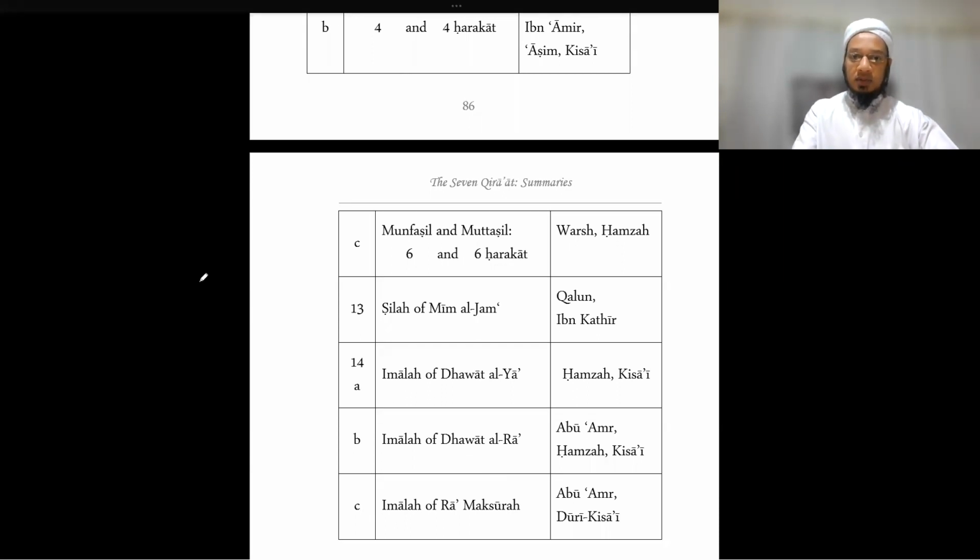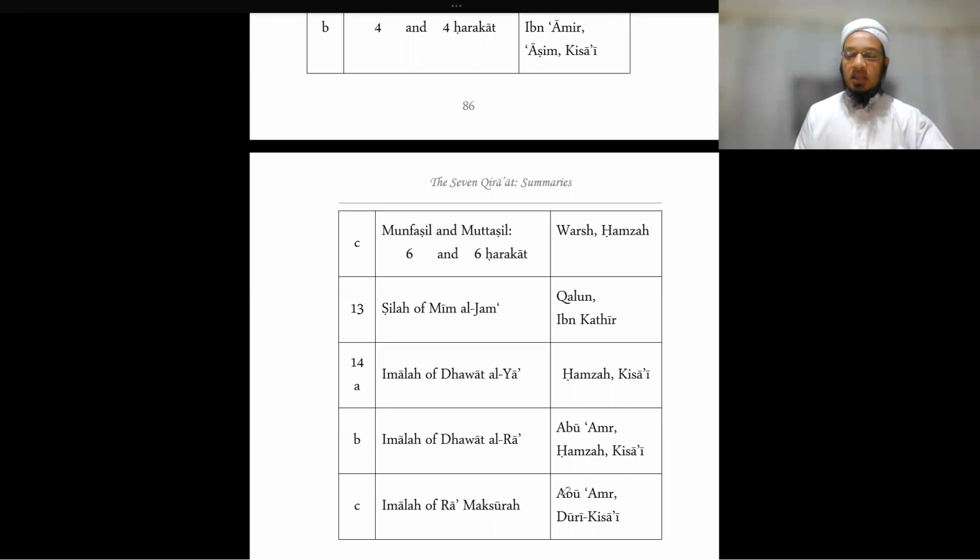And if you have tool in both of the Madud, that means it is Warsh or Hamza. If you have sila of the mim al-jam, that means it's either Qalun or Ibn Kathir. Then we have the 3 categories of imala. The first one was the Watul Ya, ending in an Alif Maqsura, that is Hamza and Kisai. Then we have the Watul Ra, ending in an Alif Maqsura, but preceded by a Ra. Again, you have Hamza and Kisai, but now Abu Amr joined them as well. And then you have the Ra Maqsura, Mutatarrifa, coming at the end of a word. Then you'll have Abu Amr and Duri Kisai applying imala.